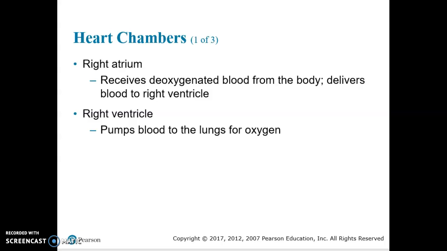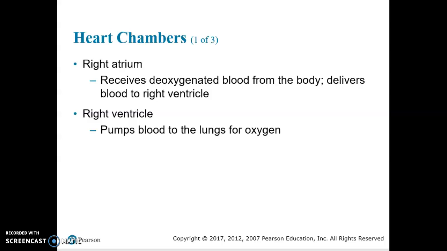So the right atrium is one of our heart chambers, and then we have the right ventricle. The oxygen saturation in the right ventricle is 60 to 75%. It's the same. And the CO2 concentration, the waste level, is really high. Again, this blood is deoxygenated. It's been out at the body.